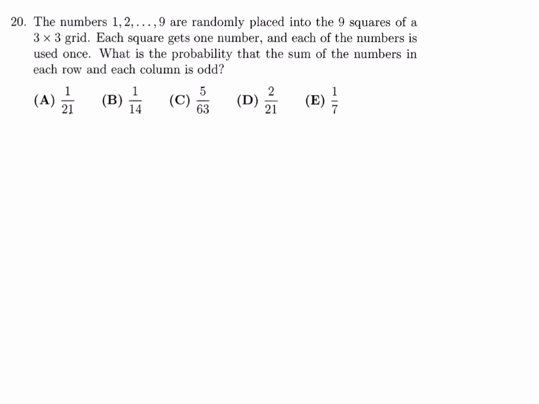The numbers 1, 2, up until 9 are randomly placed into 9 squares of a 3 by 3 grid. Each square gets one number, and each of the numbers is used once. What is the probability that the sum of the numbers in each row and each column is odd?